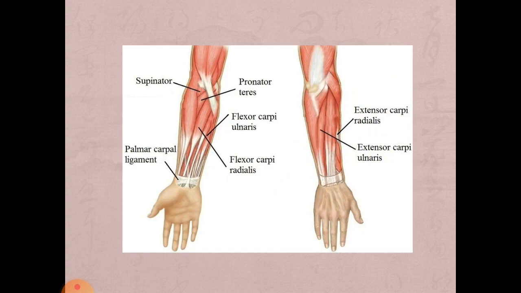Next, you have the abduction, meaning you are moving your hand away from the body, and for that you have the ulnaris, the extensor of the ulnaris and the flexor of the ulnaris muscle. So for the abduction you have the flexor carpi ulnaris and the extensor carpi ulnaris muscle responsible.